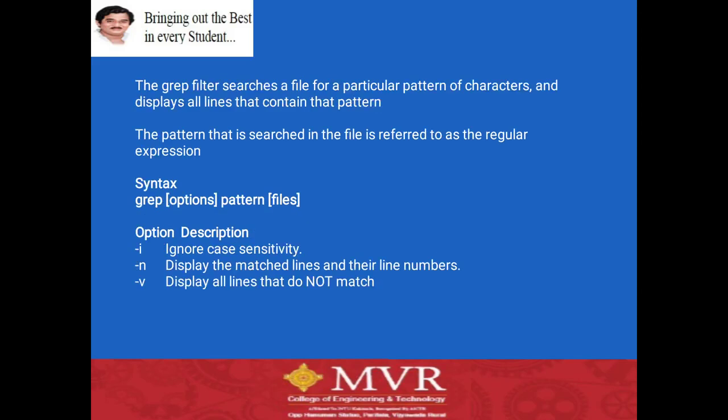So how does grep work and what is the syntax, let us see. The grep filter searches a file for a particular pattern of characters and displays all the lines that contain the pattern. So what grep does is, whatever the string you are going to search in the given file, say for example if the file contains 5 lines, and among those 5 lines, whatever you are going to search is available in line number 1 and line number 5, then grep will display the first line and the fifth line.